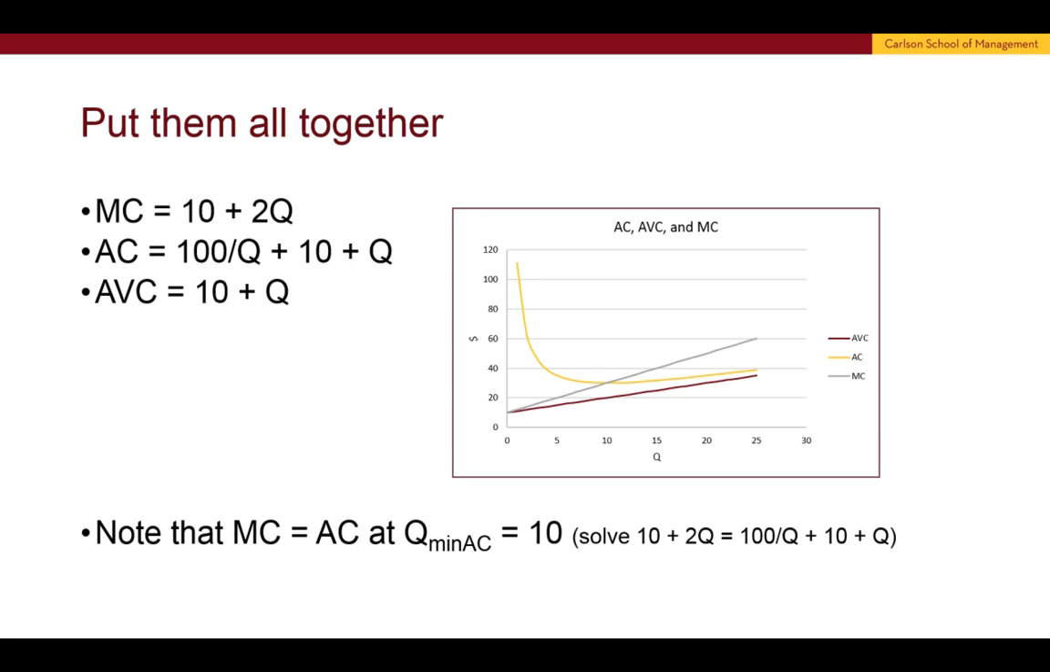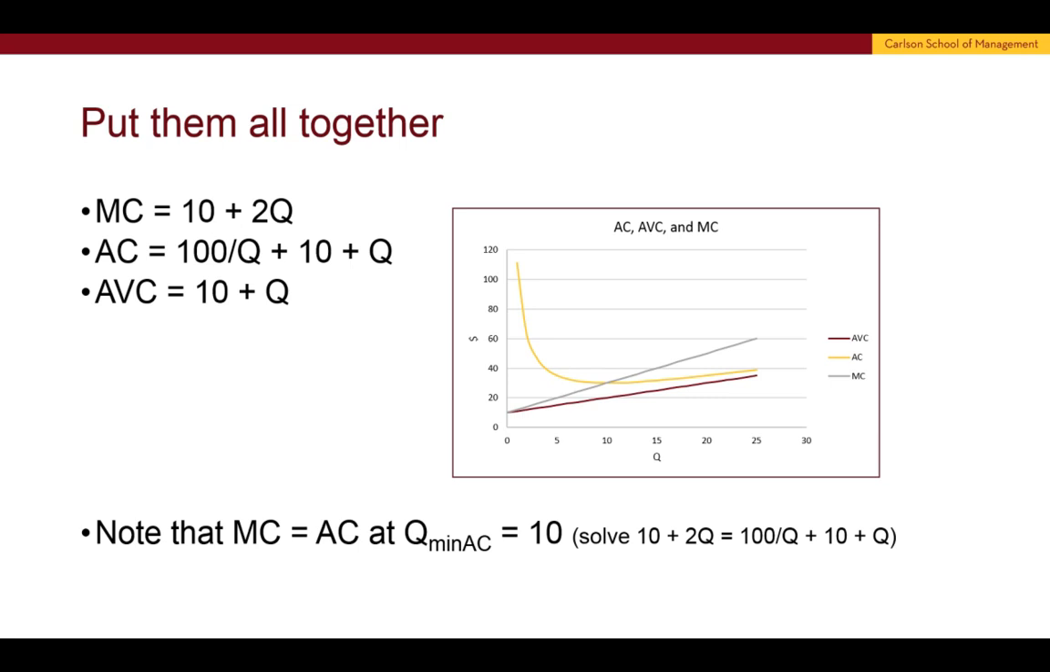Now let's put them all together. We put them all together using the information we've derived in the previous couple of slides. We have the following equations of MC and AC and AVC. And we have a picture that looks as this picture looks. We have U-shaped average cost. We have marginal cost rising through the minimum of average cost. And we have average variable cost rising and converging toward average cost.